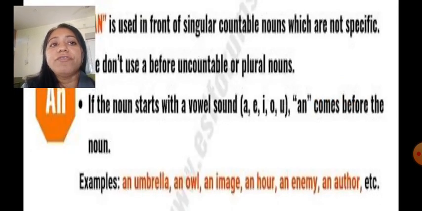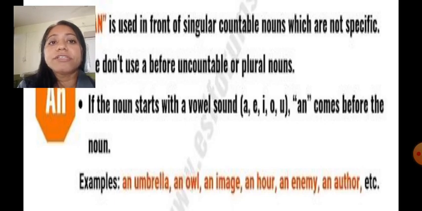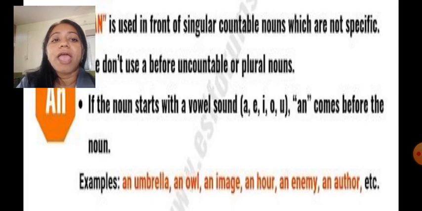An is used in front of singular countable nouns which are not specific. We do not use it before uncountable nouns or plural nouns. If the noun starts with a vowel sound, that is A, E, I, O, U, an comes before the noun. For example, an umbrella, an owl, an image, an art, an animal, an author, etc.